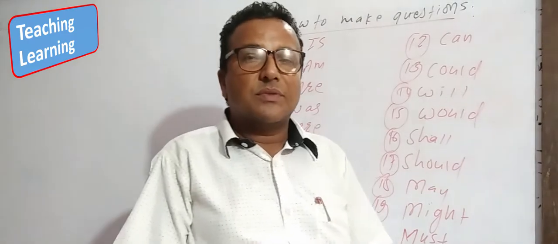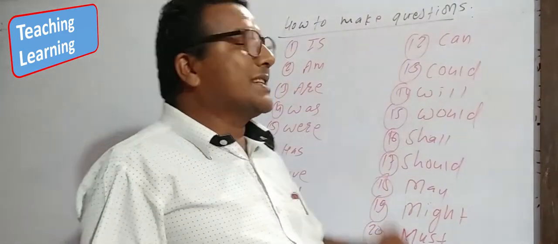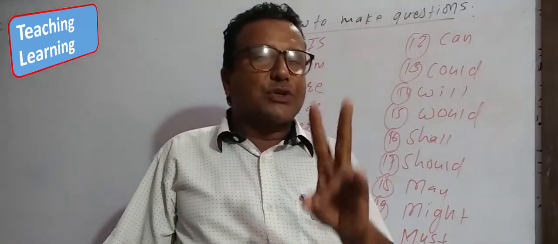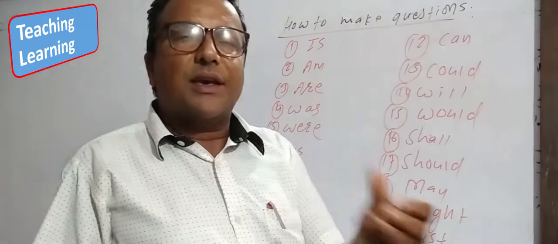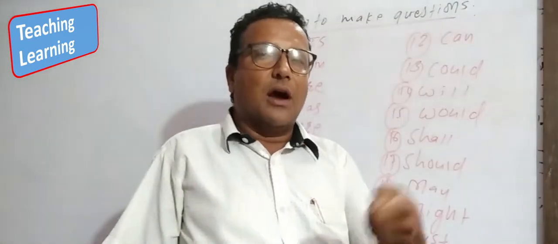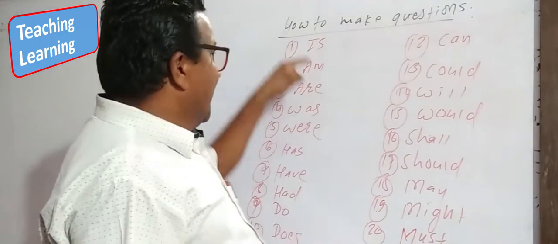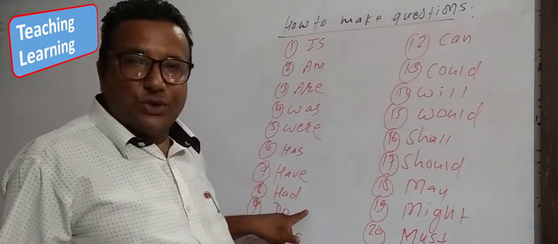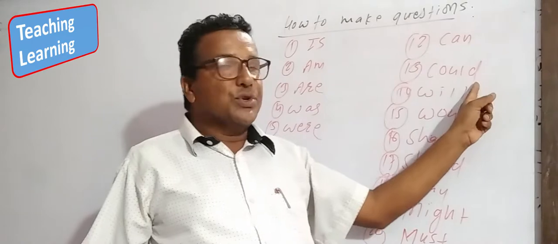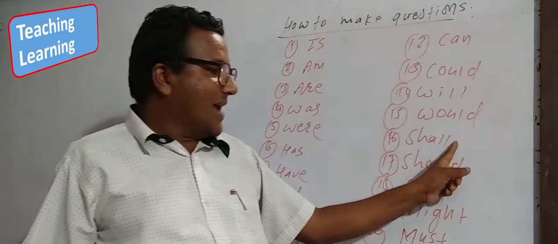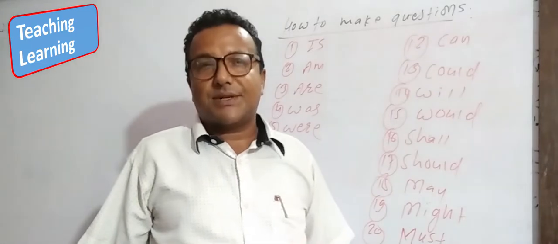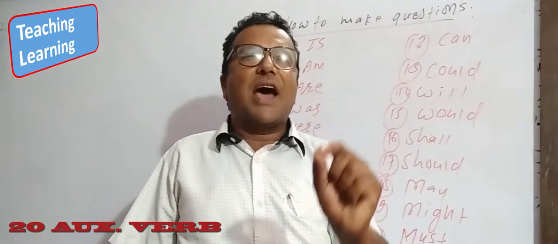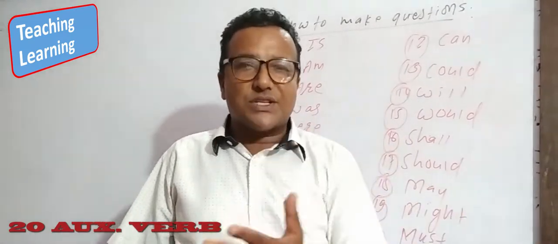Dear learner, now I am going to describe how to make yes no interrogative. 20 auxiliary verbs are used to make yes or no questions. They are is, am, are, was, were, has, have, had, do, does, did, can, could, shall, will, would, should, may, might, must. There are 24 auxiliary verbs. Among them, 20 auxiliary verbs are used to make yes no questions.